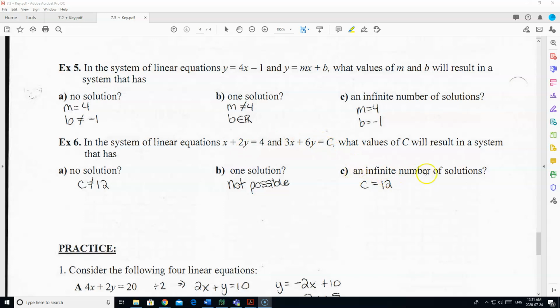So an infinite number of solutions would be 3 times x, 3x, 3 times 2y, 6y, 3 times 4, 12. So if C is 12, these two equations would be exactly the same, and then that means they're touching at every single point. Okay, that's one way to do it.